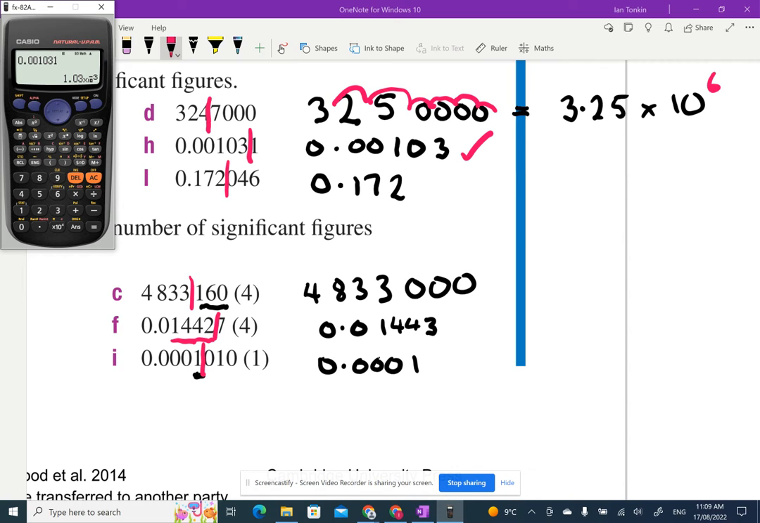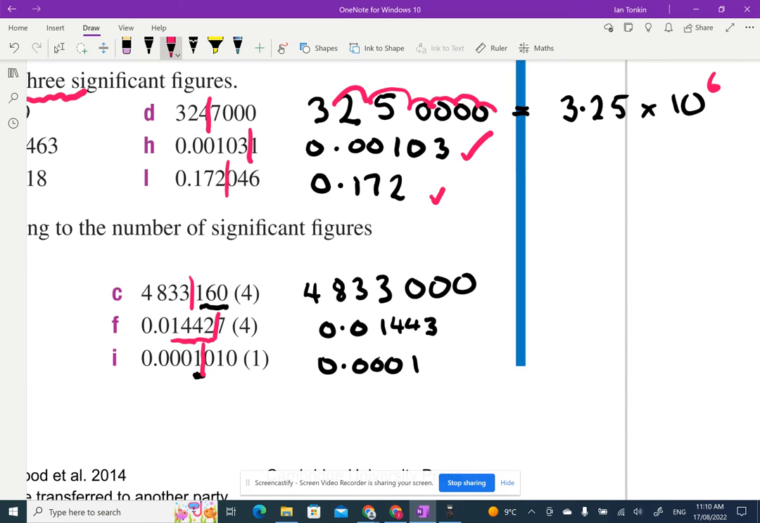Let's do the next one. 0.172046. 1.72 times 10 to the power of -1, which is the correct answer and is the same as this answer. So your calculator will do it for you.